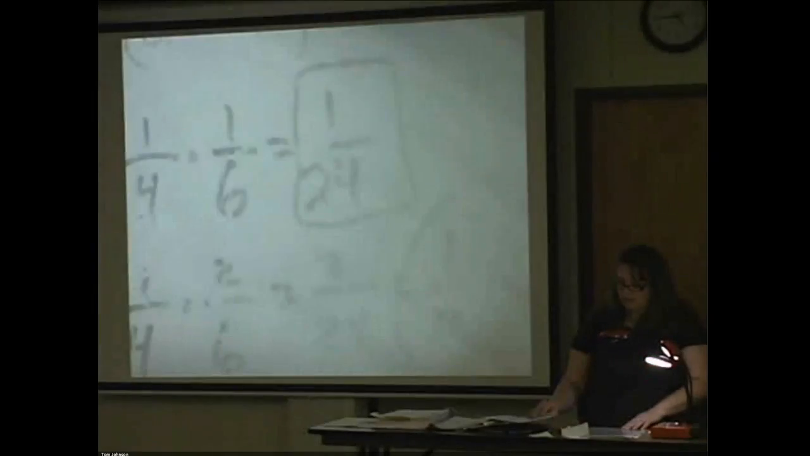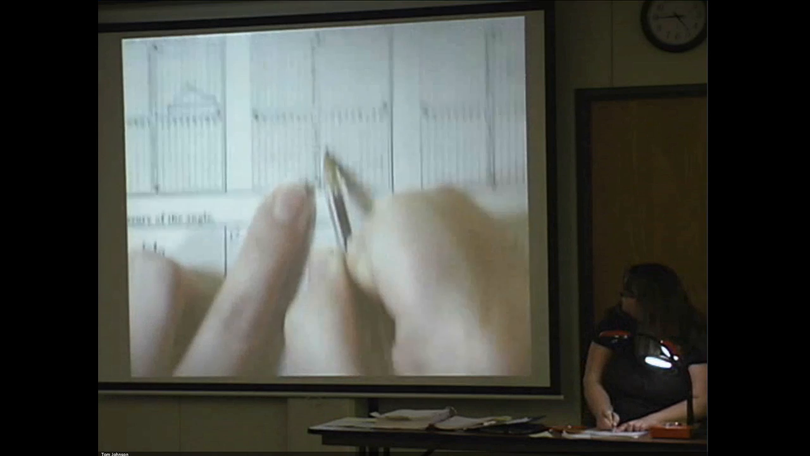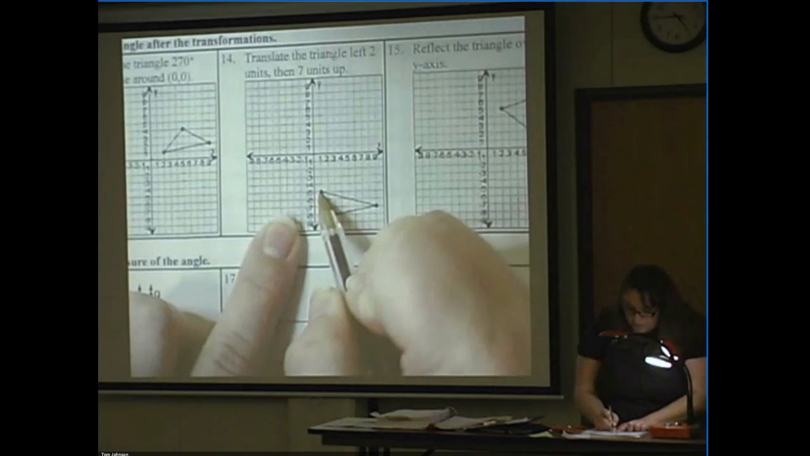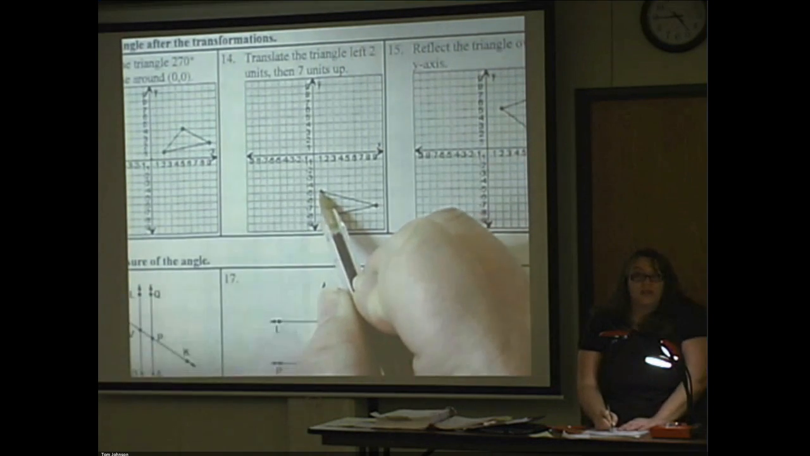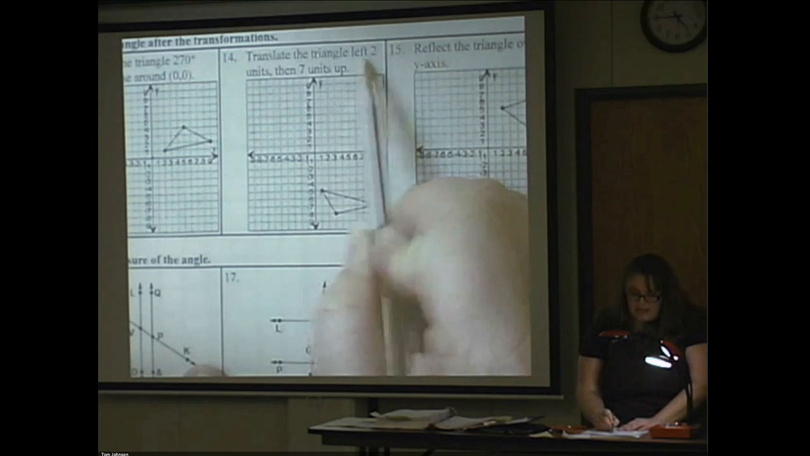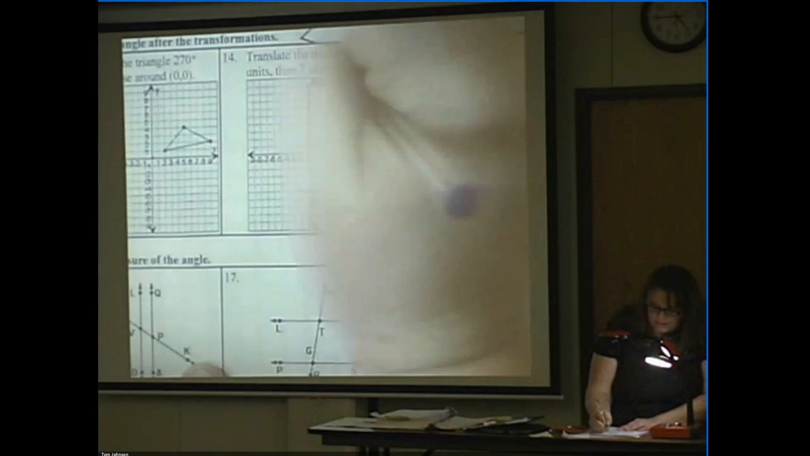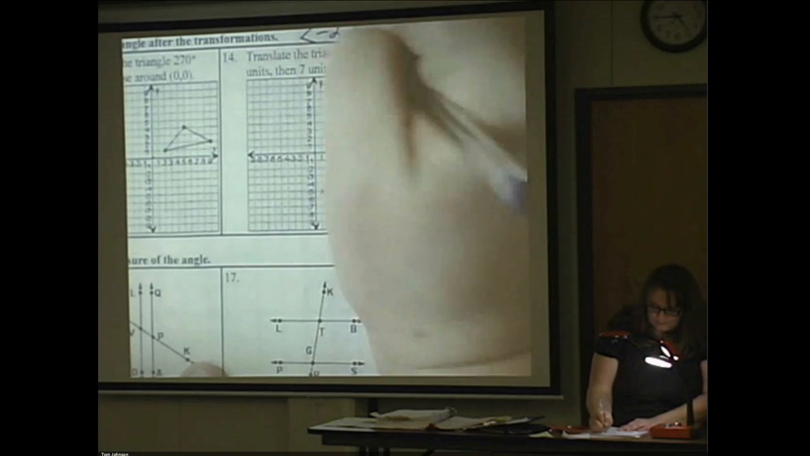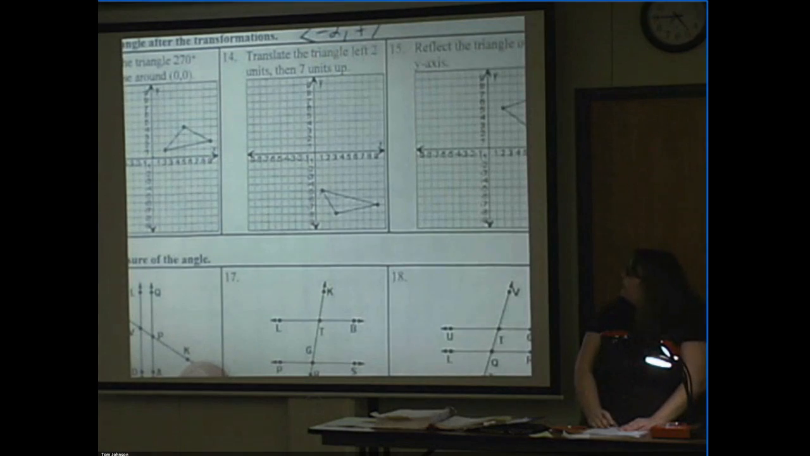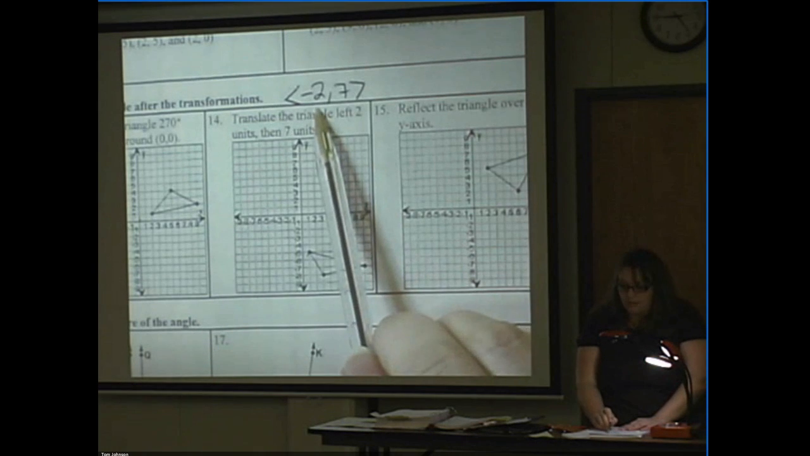Translations are probably the easiest. So if we look at here, I'm just going to go ahead and graph it on this page. We can see right here, this is hard to read, our ordered pair is at 1, -5. So starting right here at 1, -5, I need to go left 2 units and up 7 units. Now if I were going to write this mathematically, it would look like this. And that would tell me the exact same thing. This would tell me I'm going left 2 units and I'm going up 7.